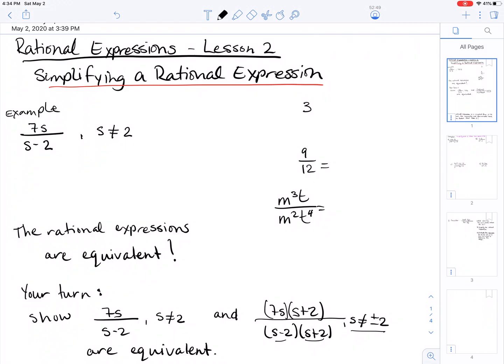Welcome to Rational Expressions, lesson number 2. Today we are concentrating on simplifying a rational expression.